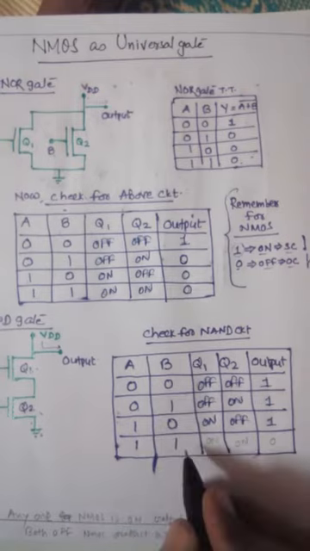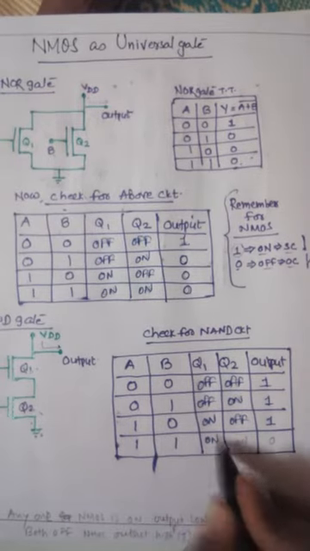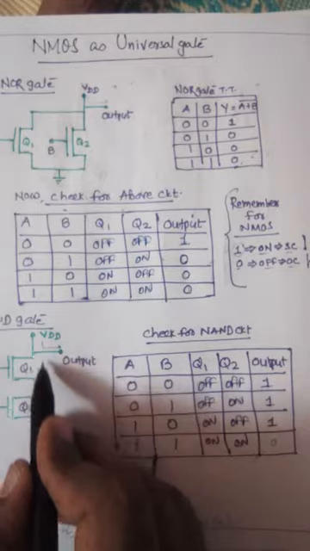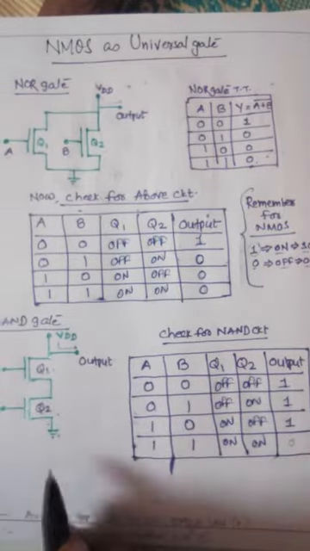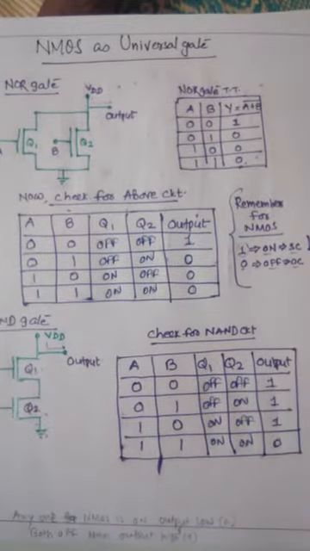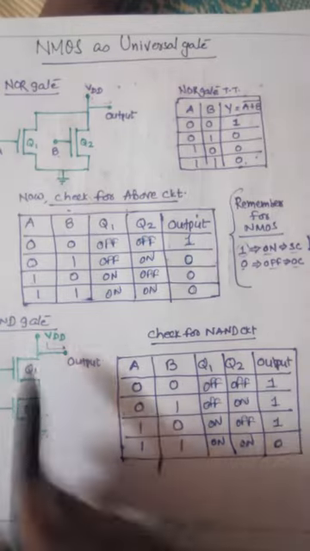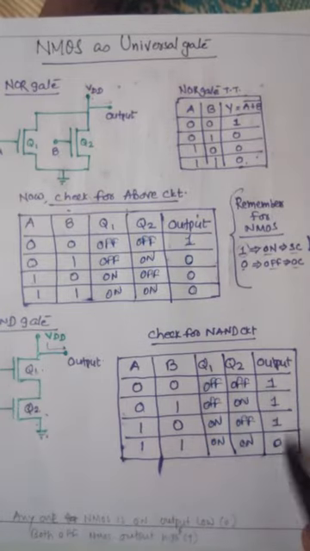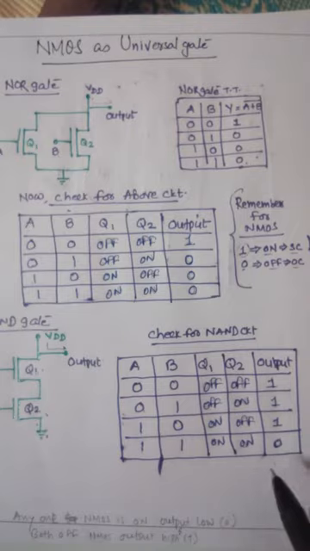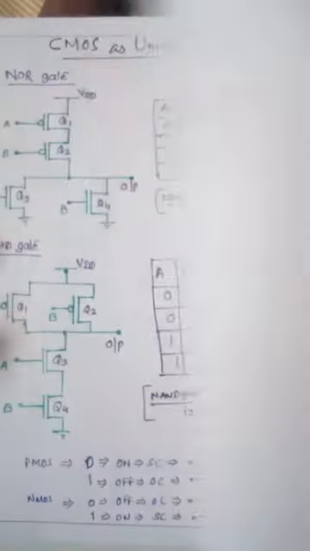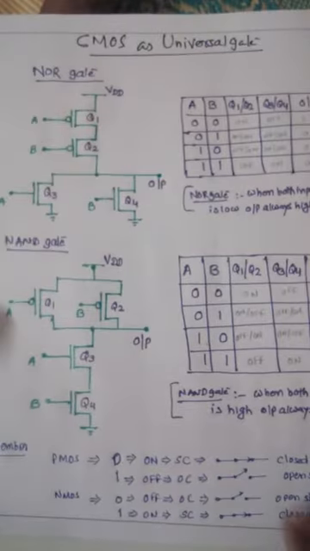Now both are 1, it means both are on. Both are on, that's why current can flow easily this way. So output is 0. So this is the NAND gate, and this is the property of the truth table of the NAND gate, which can be matched.